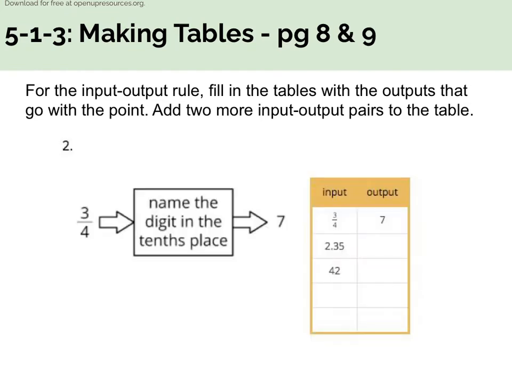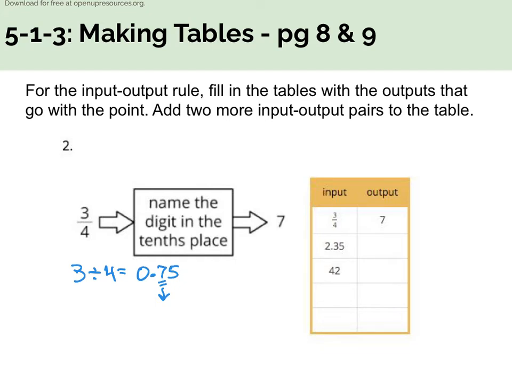All right, let's look at number 2. Here on number 2, we have 3/4. It says name the digit in the 10th place. They have 3/4 as the number going in. So let's think about that. If we take 3/4 and we do 3 divided by 4, 3 actually physically divided by 4 is 0.75. Remember, the first position is what is considered the 10th position. So that's why the answer is 7.